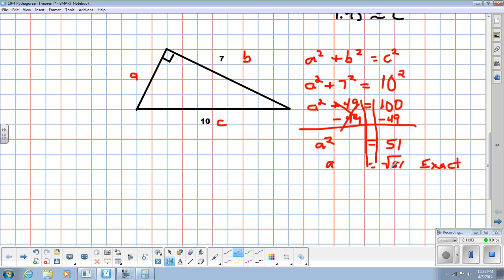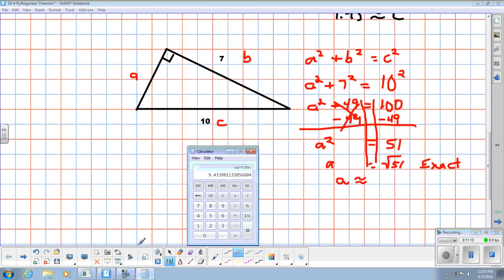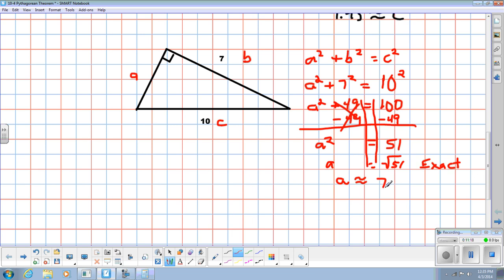So now I want to do the square root of 51. So I'll say A is about, and I'm going to take my calculator. There it is, 51. And I will find the square root on the calculator that I have. And this one's 7.141. So A is about 7.14 units. And then I will stop here.